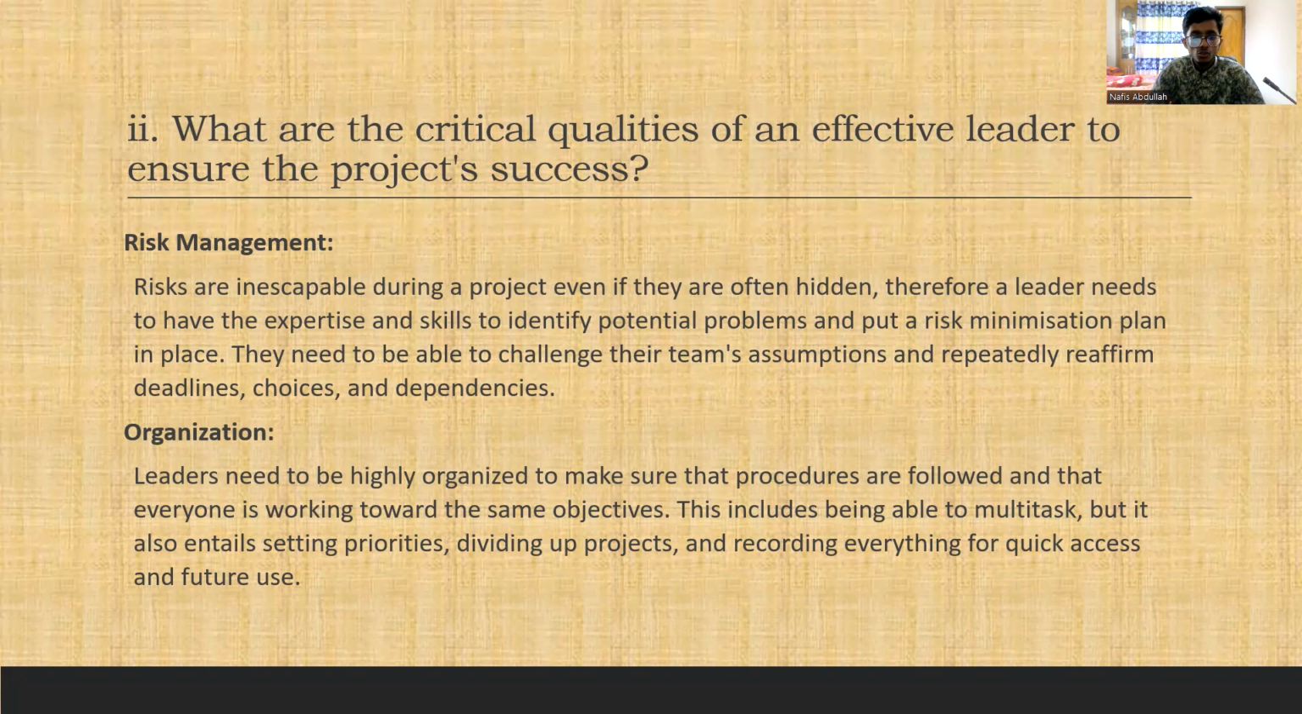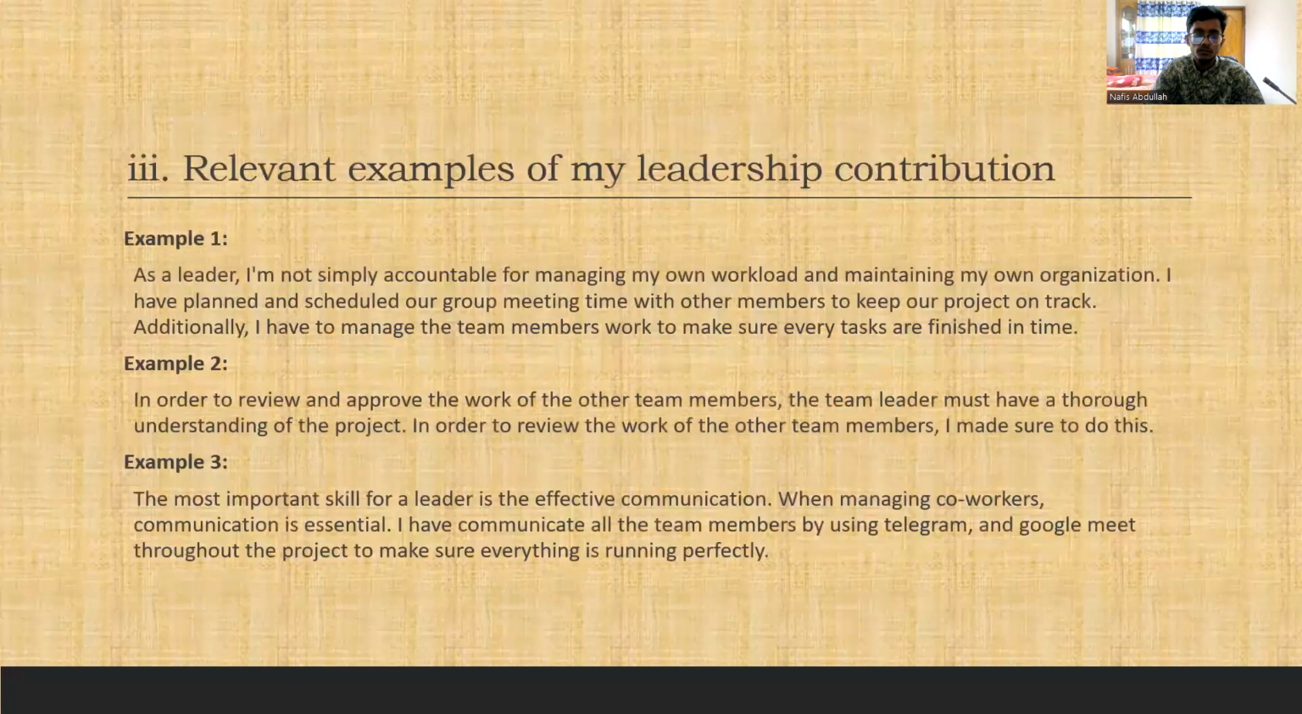Next, leaders need to be highly organized to make sure that procedures are followed and that everyone is working toward the same objective. This includes being able to multitask, but it also entails setting priorities, dividing up projects, and recording everything for quick access and future use.